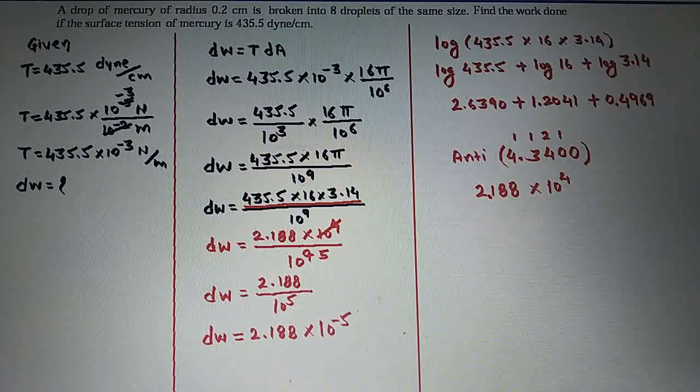Now see the unit here. As the surface tension we have taken in Newton per meter and the radius we have taken in meter, we will write the unit of work done as joule here. So the final answer is the work done dW is equal to 2.188 into 10 raised to minus 5 joule. So this is the solution of this numerical.